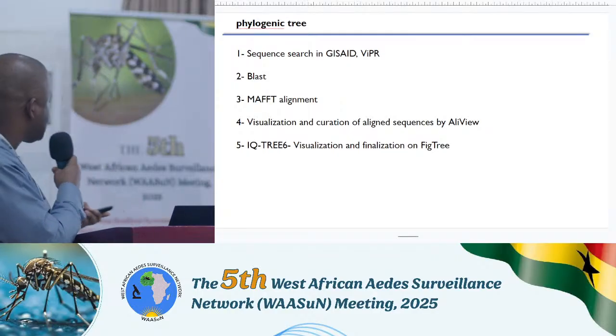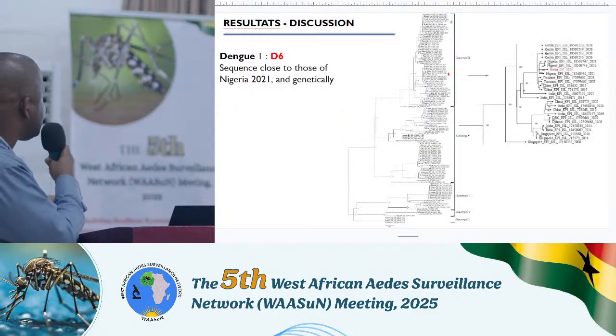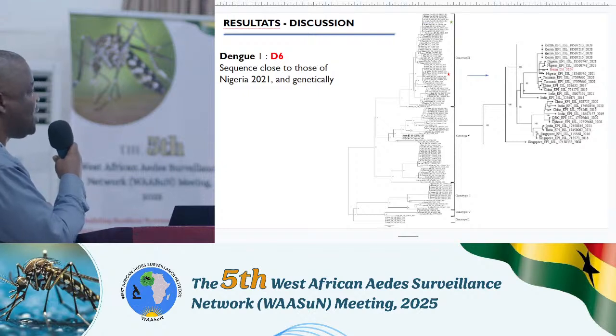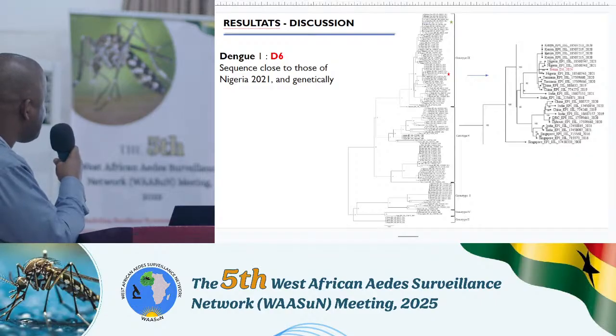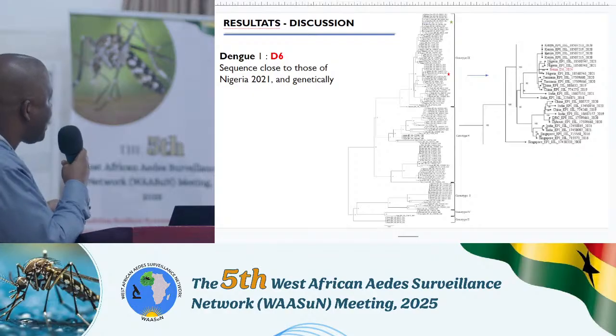Our results show that the sample named D6, the sequence is very close to those of Nigeria in 2021. People of Nigeria in 2021 reported that they have dengue serotype 1. In Benin also in 2024, we had dengue, and this is very close to what people got in Nigeria, but very different from what they got, if you use this expression. This is why we have our own strain of dengue 1.